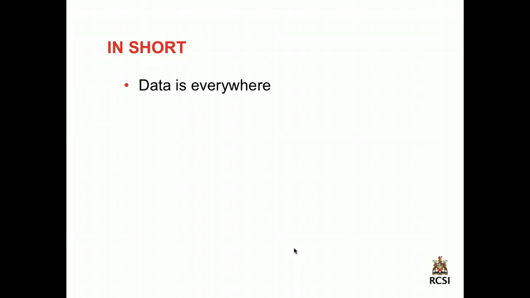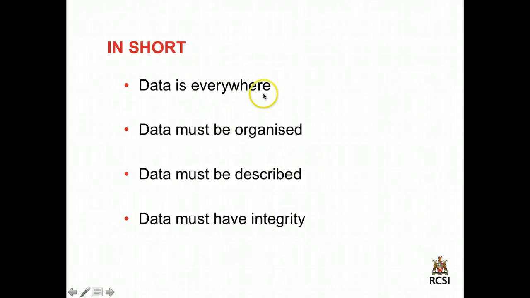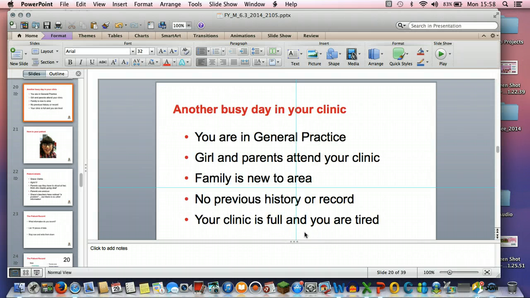So in short, data is everywhere, it must be organised, and it must be described, and it must have integrity. It will come from all sorts of places towards us. What do we do when we see this data? How do we interact with it? We must reorganise it and describe it, put it into some kind of context. And of course, when we do that, we must maintain some kind of integrity.